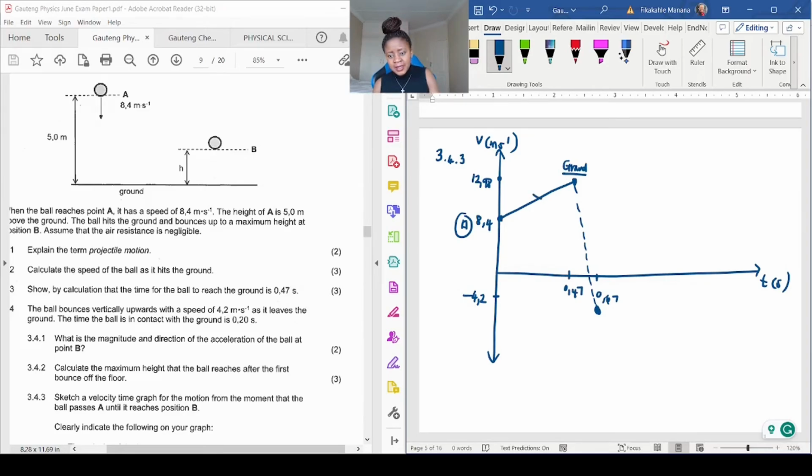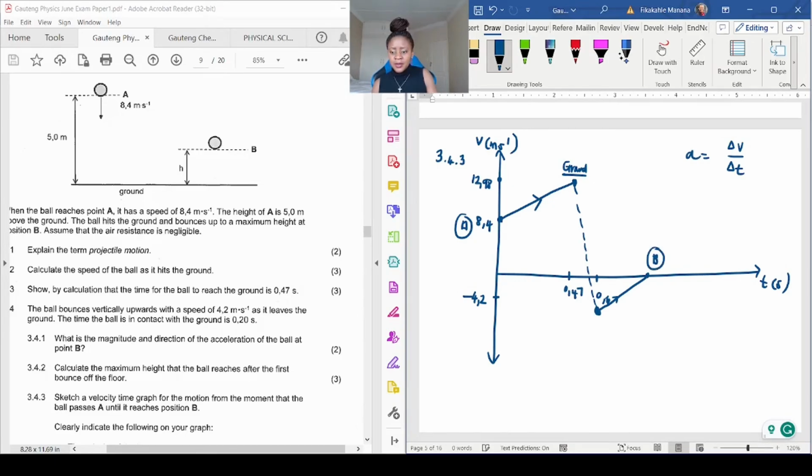You must make sure that these lines are parallel, because the gradient of a velocity time graph is acceleration. Remember? Delta V over delta T. So the gradient is acceleration, so it must be 9.81. So the lines must be parallel. Don't make them any other way. So that is where B is.